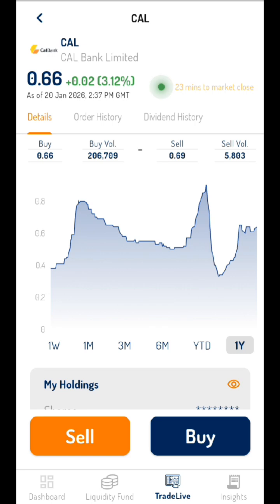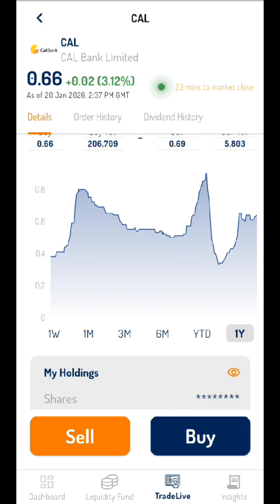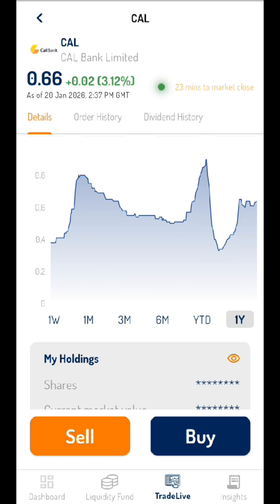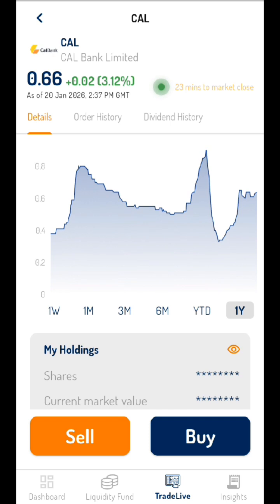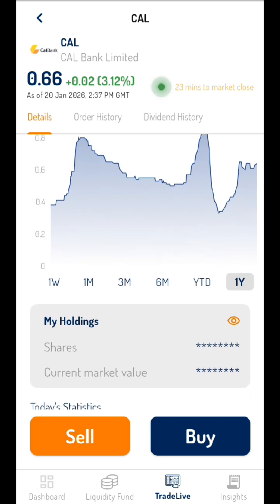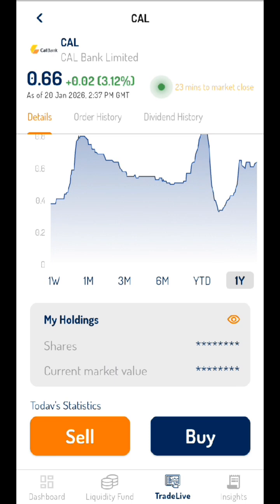In that particular time period, the buying volume was 206k units of what? Of shares. Then the sell price is the maximum price suppliers are willing to offload per share on the market. What suppliers are willing to offload per share is 0.69 pesos. So a difference of 0.03 between the selling price and the buying price.